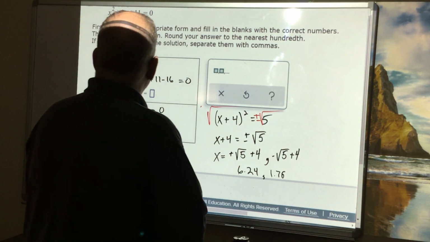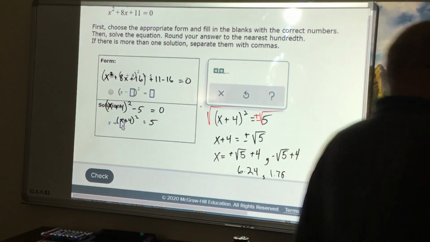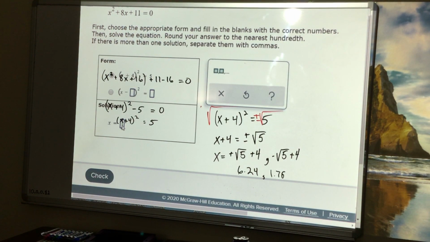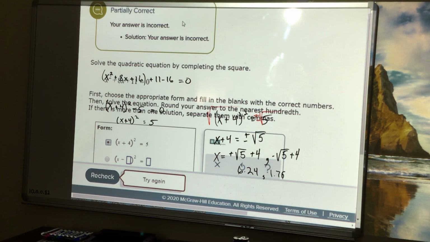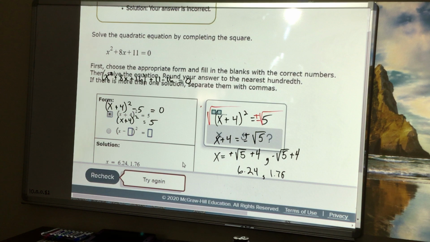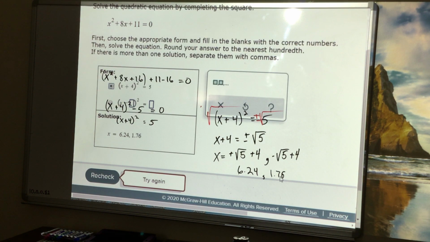Okay, so now I'm going to put that number in here. So I have 6.24, comma, 1.76. Partially correct. Your answer is correct. Your answer is incorrect. Okay, so I thought I made a mistake here. So let's see what it was. Oh, here's what it is.